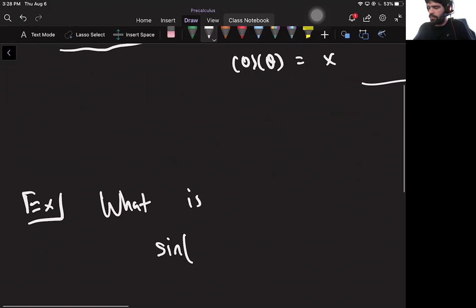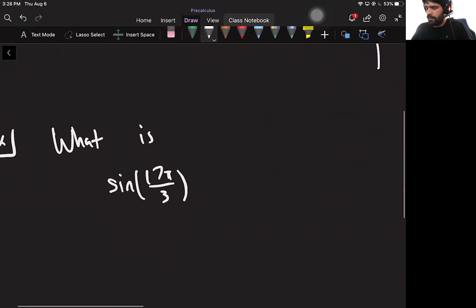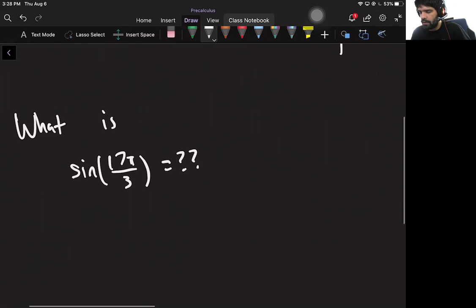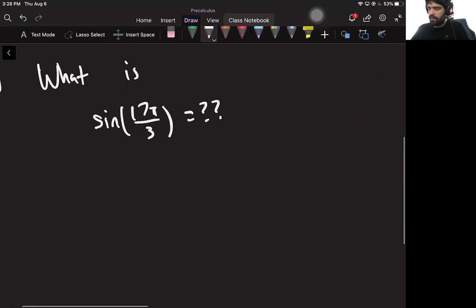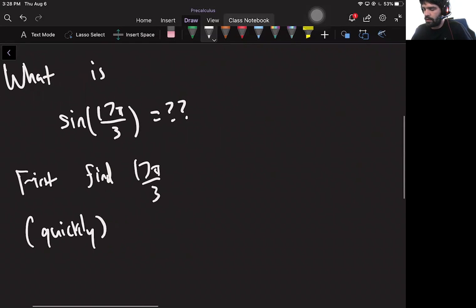Sine of 17 pi over 3. So we're looking for a y value that sort of looks like a pi over 3 y value. But the trick to this one is first find 17 pi over 3. And I want to emphasize that this can be done quickly. So you shouldn't take very long to do it.